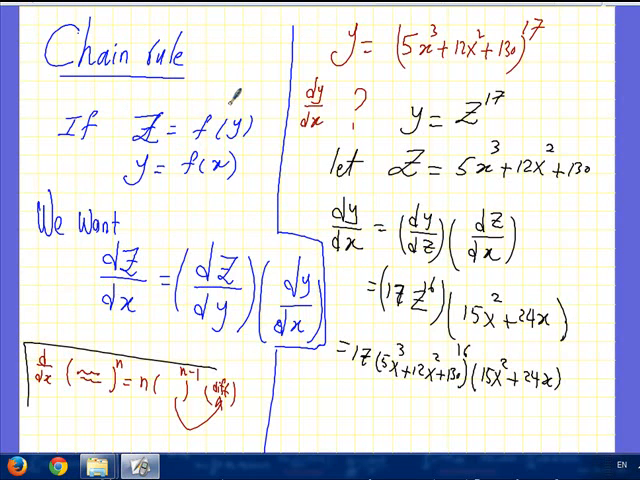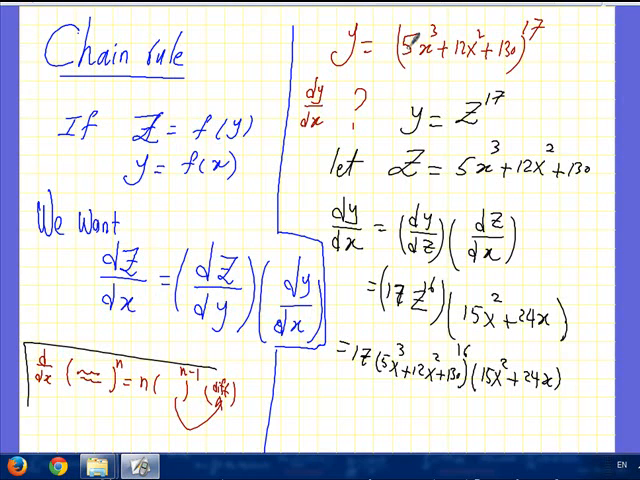We take the chain rule, but we have to remind ourselves of it. If z equals f of y, while y equals f of x, so z is a function of y and y is a function of x, and we want to find the rate of change of z with respect to x, we have to say that dz by dx equals dz by dy multiplied by dy by dx.